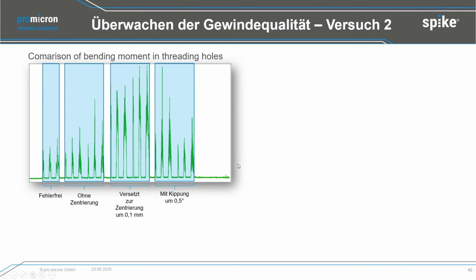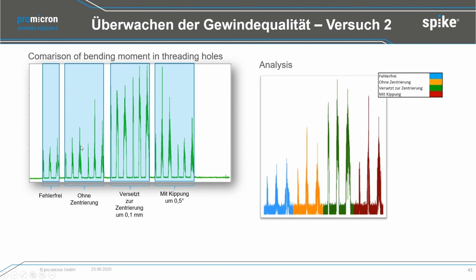I have prepared the slide a little bit more in detail. Here you can see again now the differences. This is without mistake, with centering, with offset to the centering, and with a tilting error. Especially with an offset to the centering, we have the biggest bending moments. And why not put a limit here and say every time you reach that limit, we know it's broken or out of tolerance.